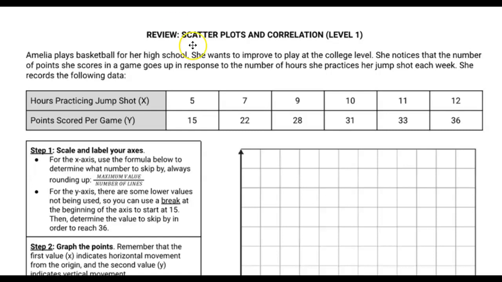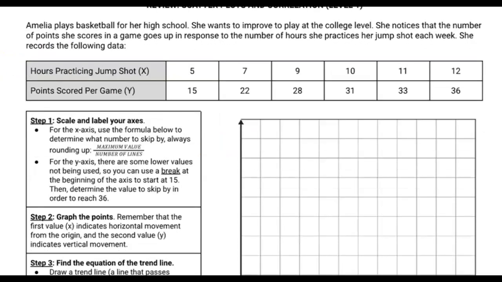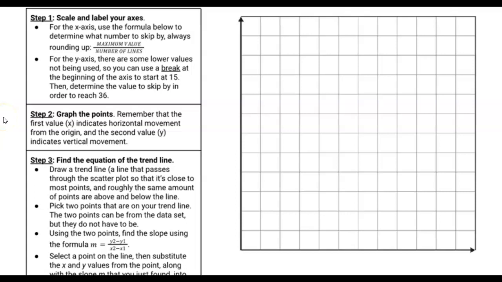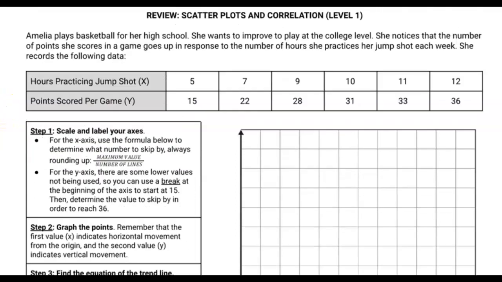Hello students, this video is about the scatter plots and correlation review from quantitative reasoning. What I want to do in this video is just walk through this problem about Amelia. It is a scatter plots problem, so you're going to be making a scatter plot, scaling and labeling, that kind of happy stuff. And then once you have the dots on the graph, you're going to draw what's called a trend line. Let's start by reading the question.